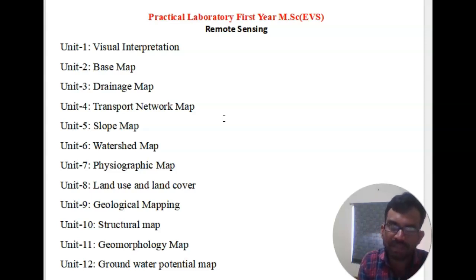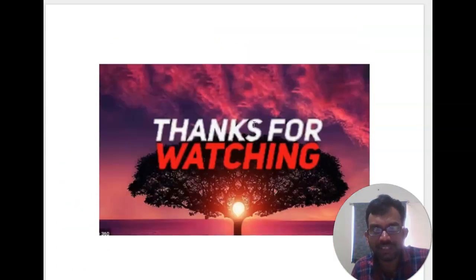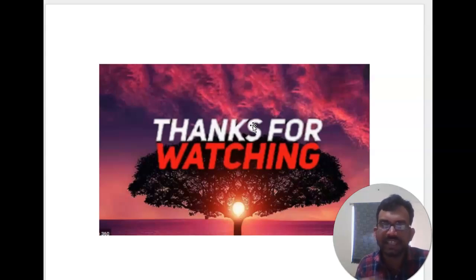In the remote sensing paper, we need to discuss all this, how to visually interpret a map. Suppose you are given one map, how will you interpret the base map and drainage map? From the map we need to understand the different network systems. Through images we will discuss. So in the next YouTube class we will discuss in detail this topic regarding the first year environmental science syllabus, what the practical topics and theory topics are, topic wise.